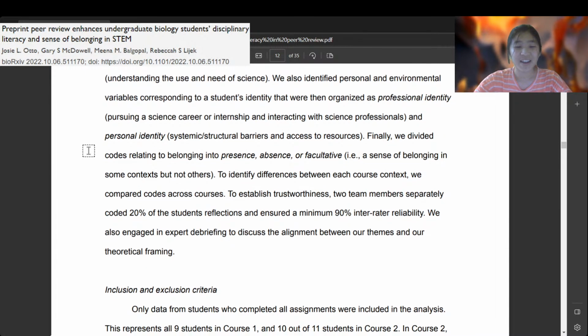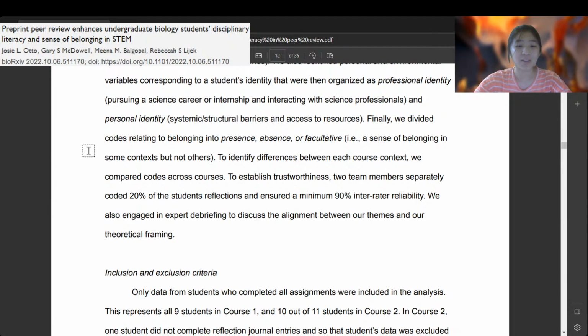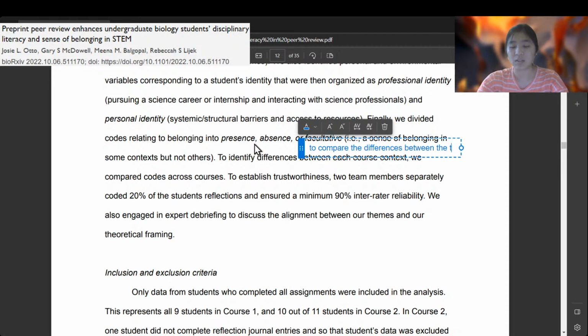Anyways, to identify differences between each course context, we compared codes across courses. So basically, to compare the differences between the two courses. So that's what this one is.